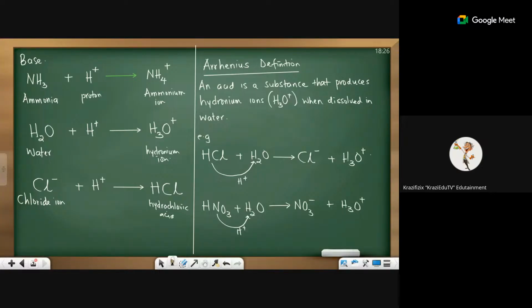Please make sure you're catching all the definitions. I'm emphasizing very important things and also giving you the names and the formulas. Are we on the same page? An acid is a substance that produces hydronium ion. So the key thing about acid is your hydronium what? Ions. It's either hydrogen ions or hydronium ions. I'm going to summarize when we're done.